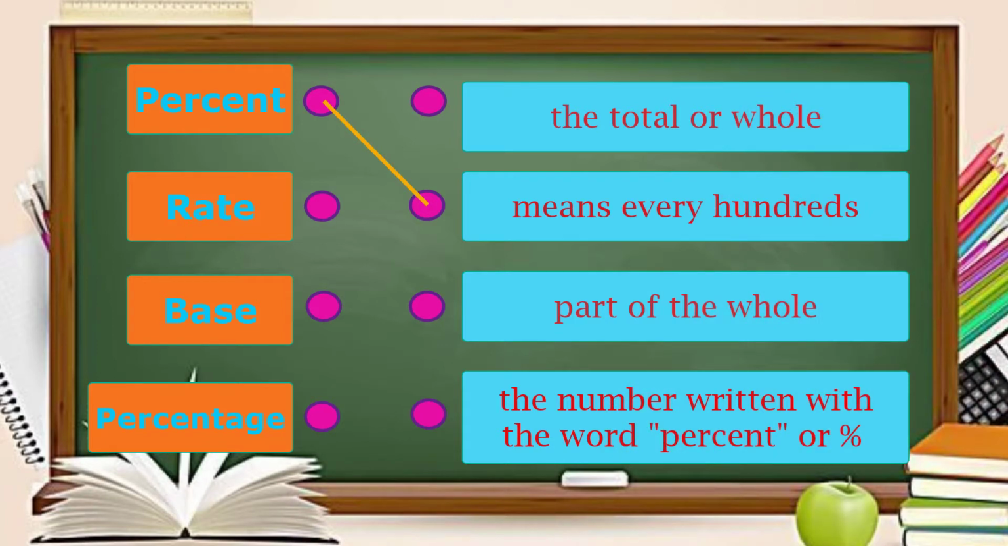What is a percent? Yes, percent means every hundreds. How about rate? Exactly. Rate is the number written with the word percent or with the symbol percent. What is the correct description for the word base? Fantastic! Base is the total or whole, and it is the number that usually follows the phrase percent of. Lastly, percentage is the part of the whole.